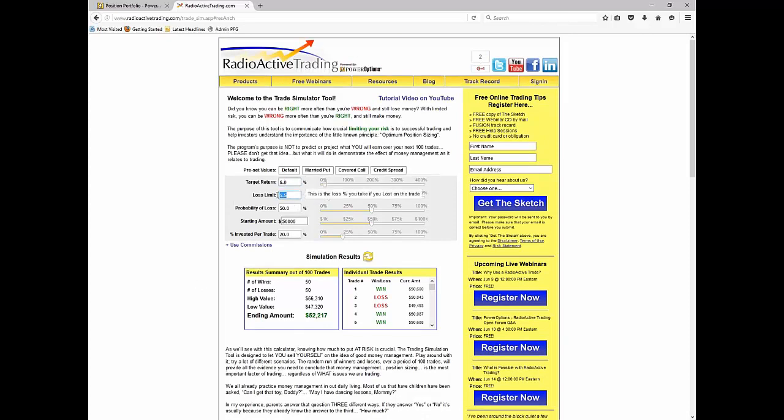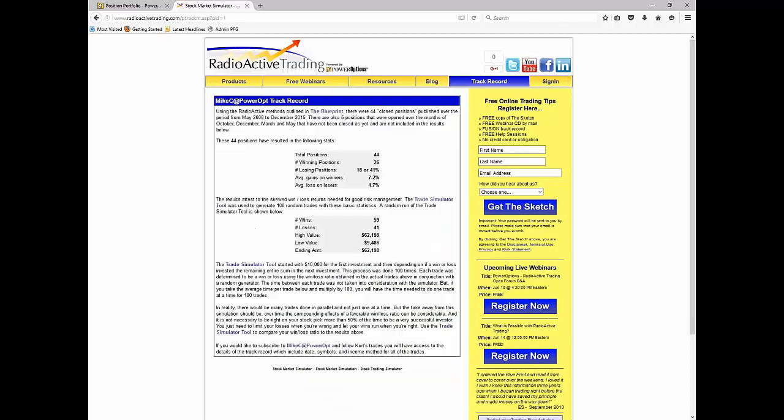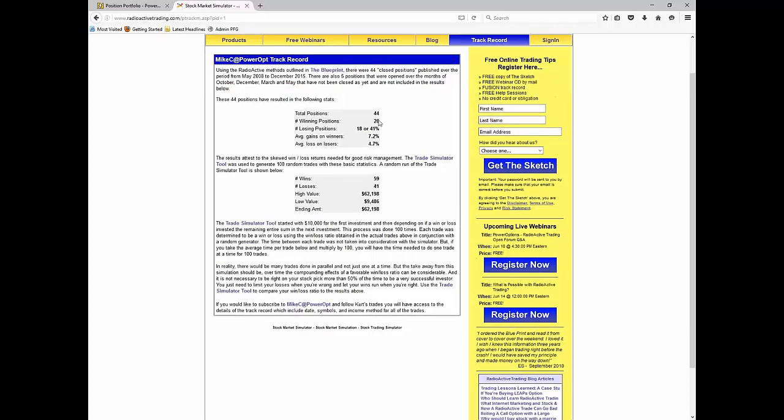Okay, is this reasonable? Making a 6% return on the married put positions that you open and controlling losses to 5.5%? Let me click on track record here. And I'm going to choose mine. These are my actual radioactive trades that I've been using in the portfolio. And here what I want to show you is that my average gains on winners is 7.2%. My average losses controlled to 4.7%. And I've been fortunate to be right about 60% of the time.